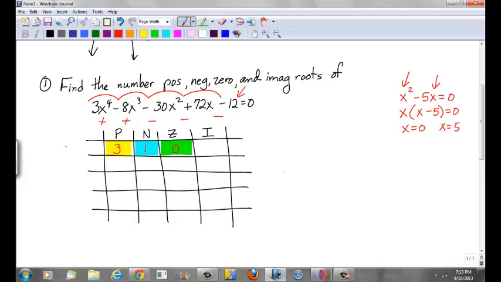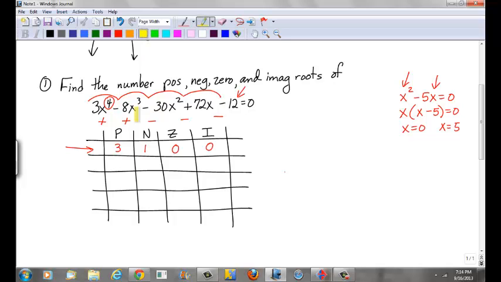Okay, now this row across has to add up to the highest exponent. Okay, and it already does. So 3 plus 1 is 4, so for the imaginary roots, you just figure out what would be left to add up to 4, and it would be 0. Okay, then we need to go back. This is one possibility, to have 3 positive roots, 1 negative root, 0 zero roots, and 0 imaginaries.